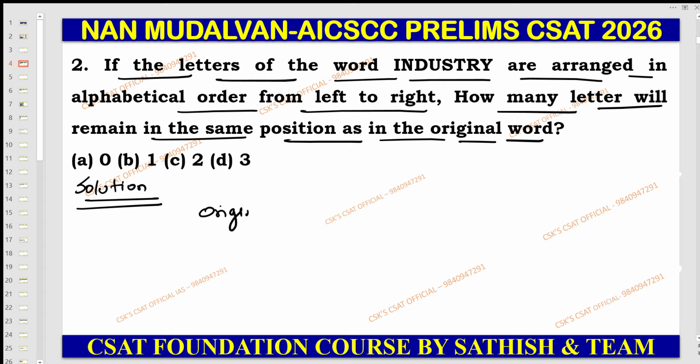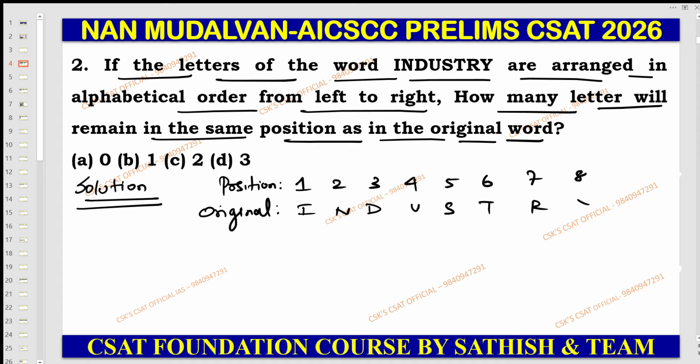So this is the original. Let me take this as the original here. Now I am fixing the positions first: 1, 2, 3, 4, 5, 6, 7, 8. Original one, industry. Now I am going to write it in alphabetical order. D comes, I comes, N comes, R, S, T, U, Y.